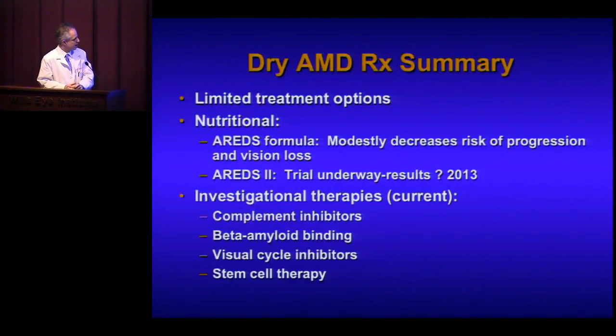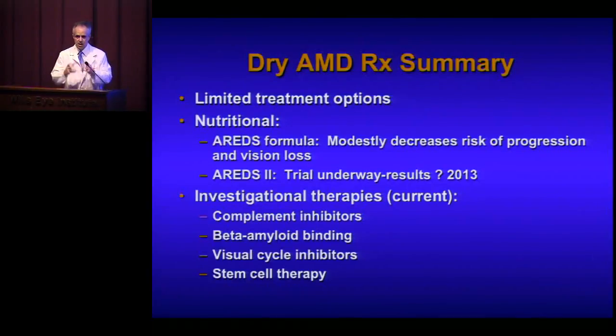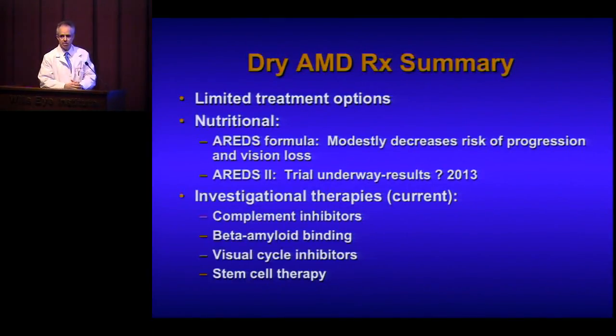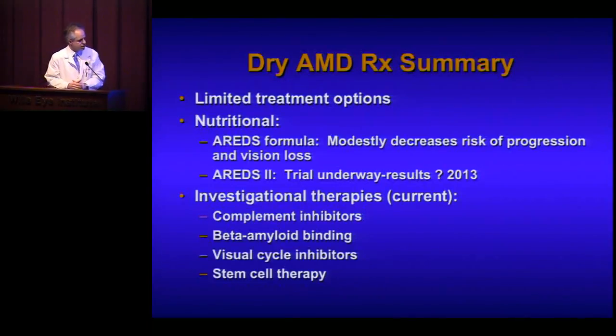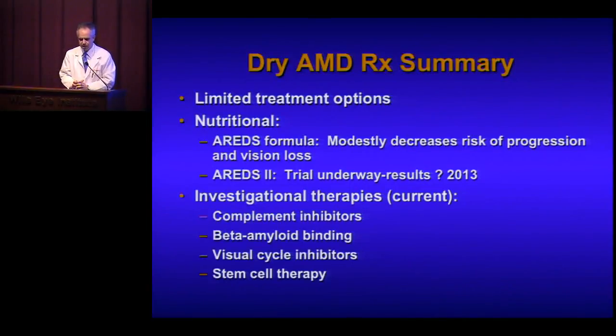More recently, beta amyloid deposition has been detected in and around drusen. They think that might have a pathophysiologic role. So there is an antibody that is administered intravenously in an attempt to draw out or decrease amyloid in tissue. Visual cycle inhibitors, there are some early initial positive results from a drug called fenretinide, and there's another more specific visual cycle inhibitor that we will be starting to test very soon.